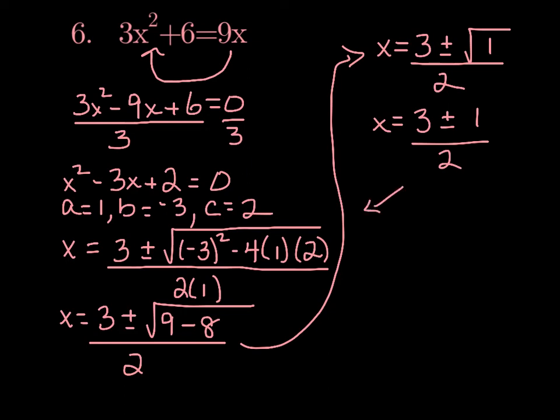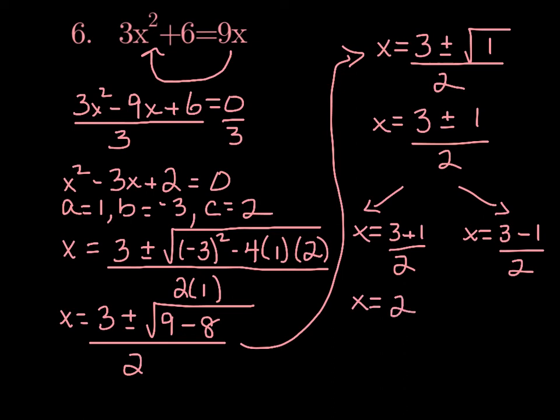up. Okay, so x equals 3 plus 1 over 2, and then on the right-hand side, I'm going to do x equals 3 minus 1 over 2. So on the left, 3 plus 1 is 4, and 4 over 2 is 2. And then on the right, 3 minus 1 is 2, and 2 over 2 is 1. So there are my solutions.